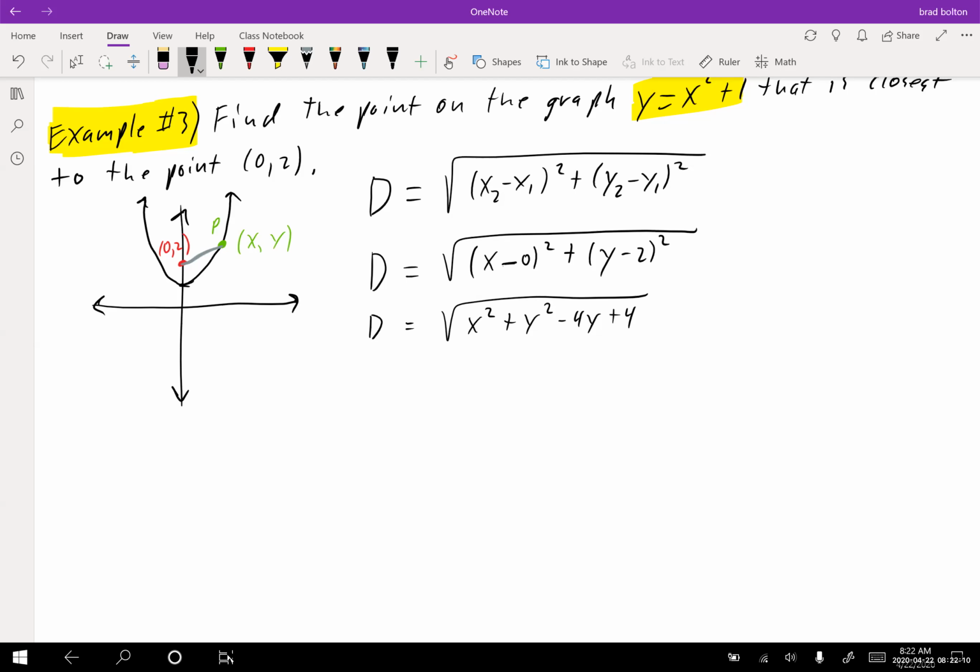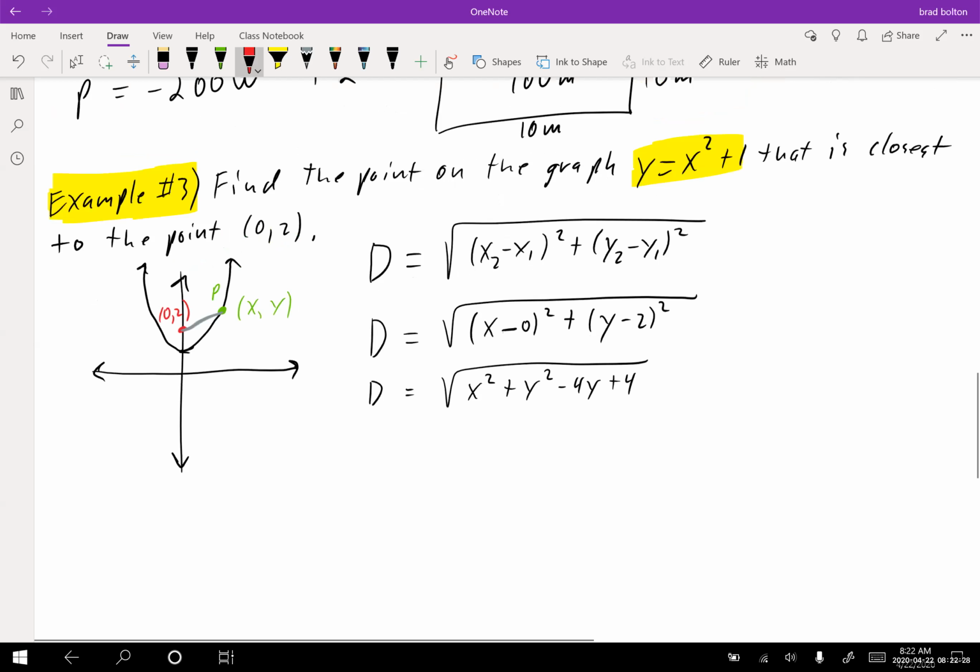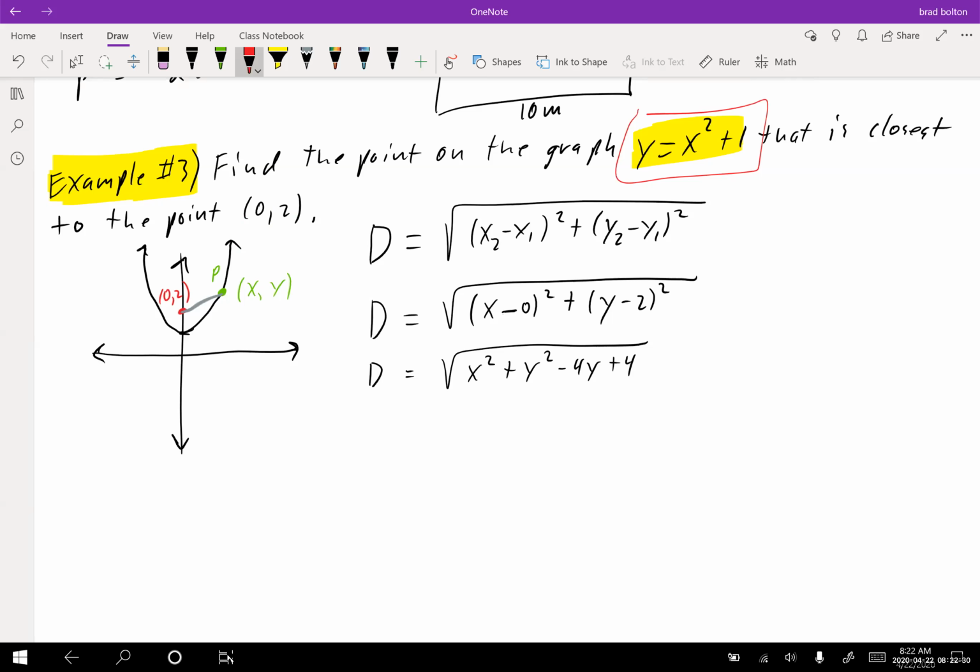Okay, so x squared. Now normally we would like to have a problem that only has one variable in it, but we have two. We have a y squared and an x squared and a y. So we have two variables. However, if you look up here in the highlight, you see that y is equal to x squared plus 1. So this is actually our second equation. They gave it to us already. We don't have to go and write it.